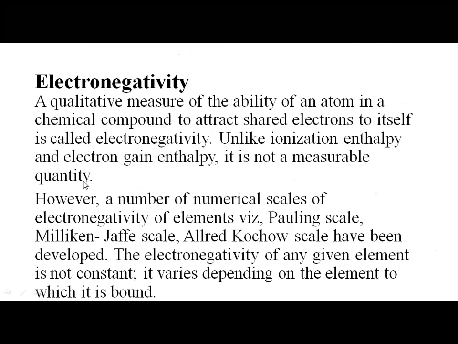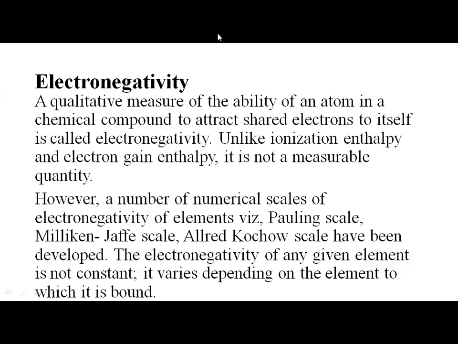Unlike ionization enthalpy and electron gain enthalpy, it is not a measurable quantity. However, a number of numerical scales of electronegativities of the elements, namely the Pauling scale, Millikan-Jaffe scale, and Allred-Rochow scale, have been developed. The electronegativity of any given element is not constant. It varies depending on the element to which it is bound.